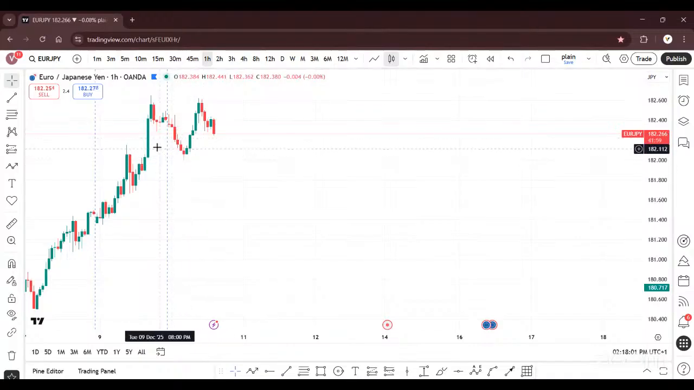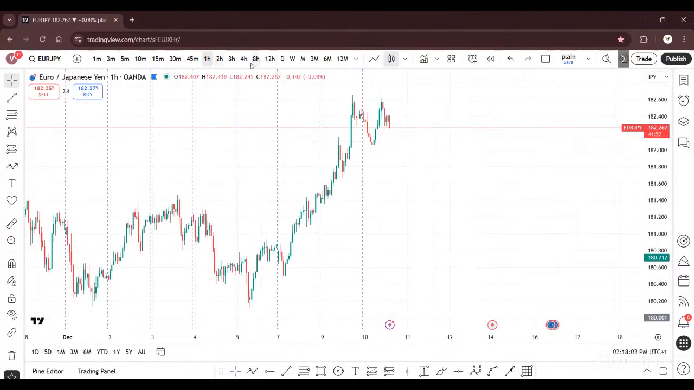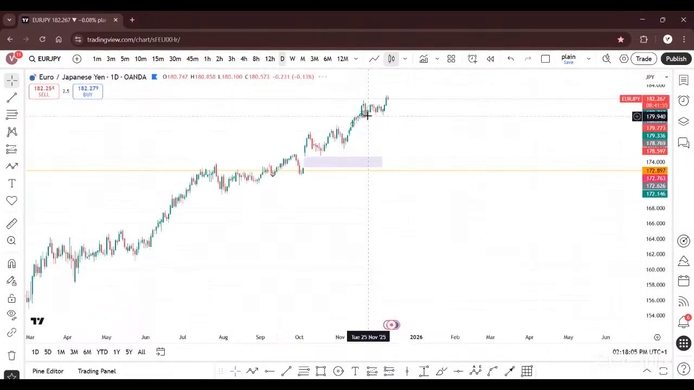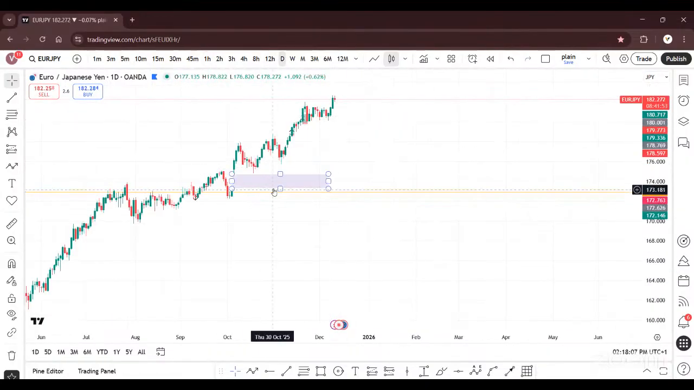And once that happens, I'll be taking my sell on these guys and selling them all the way to the downside. For Euro JPY, this is my target, 172 price points. That's my target for Euro JPY. For GBP JPY, I've mentioned this earlier.